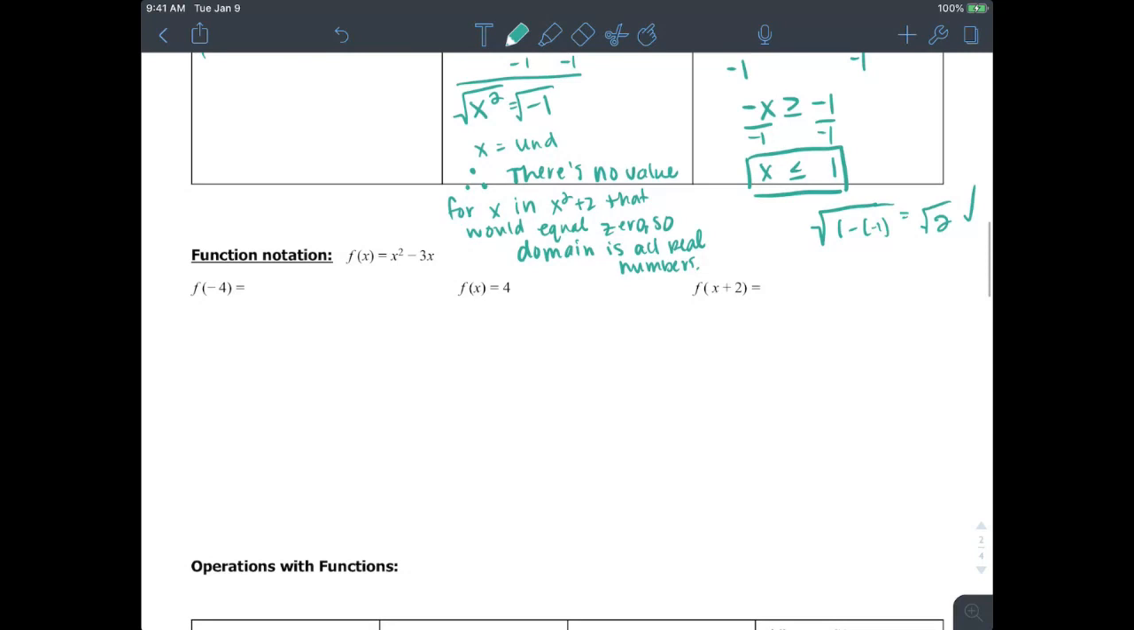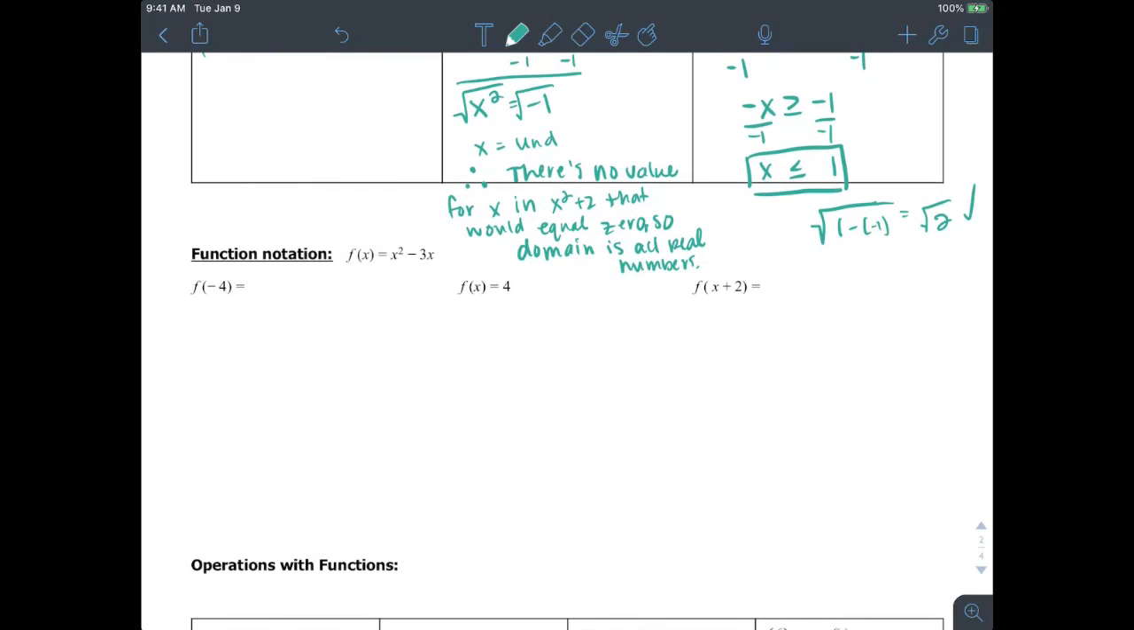Okay. Function notation. This is also a review. We're going to replace the -4 with x. So here's my function. -4 squared minus 3 times -4. -4 times -4 is positive 16. Negative times a negative gives me a positive 12. So f of -4 is 28.